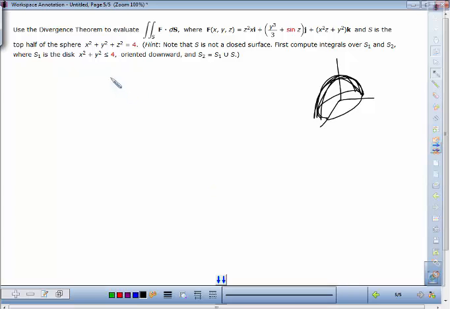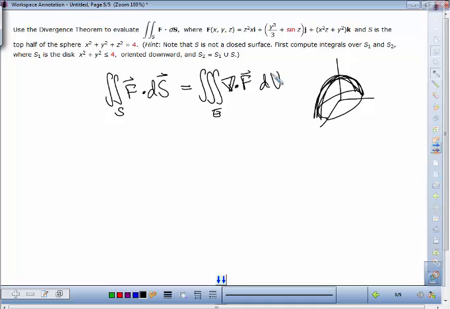So here's the deal. Gauss's theorem says that we can do this switch from a flux integral to a triple integral of the divergence, provided it's a closed surface. We don't have a closed surface, right?